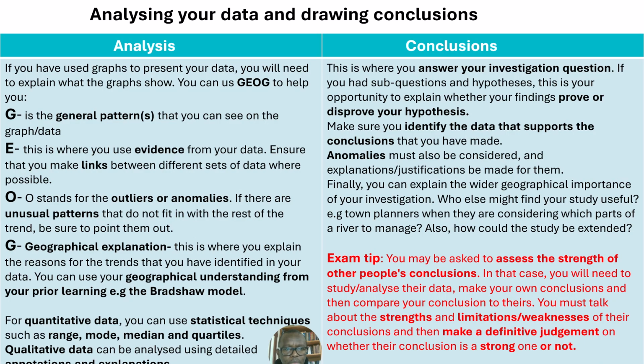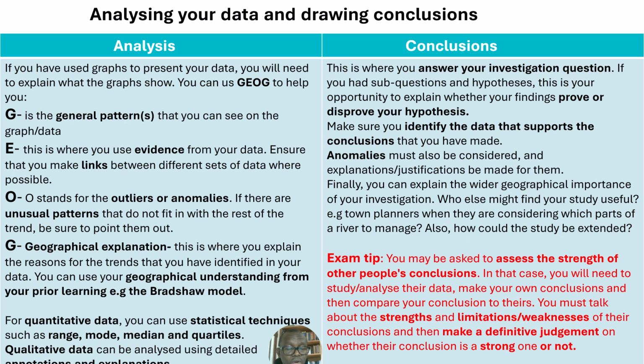Okay, so once we have presented our data, the next thing that we will need to do is to analyze that data and draw our conclusions. So if you have used graphs to present your data, you will need to explain what the graphs show, right? And you can use GEOG to help you. So this here is an acronym. It's based on the word geography, obviously, and it's GEOG. So G will stand for the general pattern that you can see on that particular graph or data. Okay, so does the trend show an increase or a decrease, for example, overall?